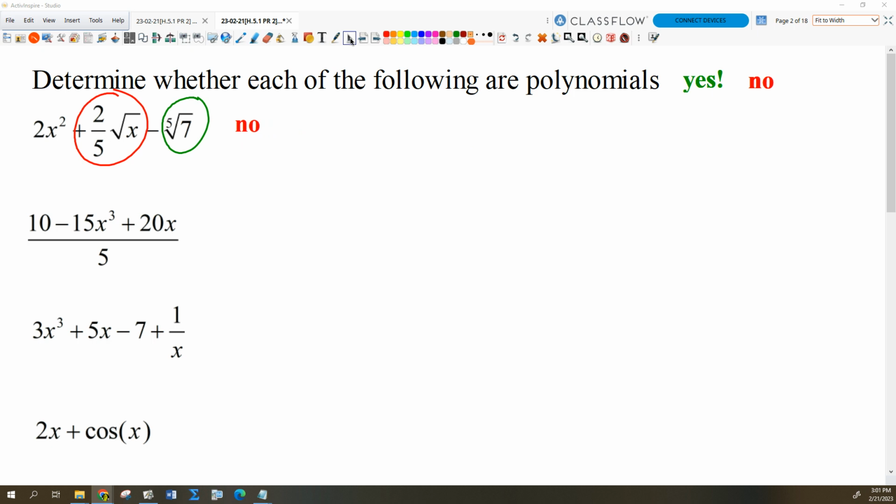Okay, what about the next one? Thumbs up or down? Okay, Atticus, you're right. It is thumbs up. It doesn't look right, though. We need to write this thing in simplified standard form. So what term would go first here?